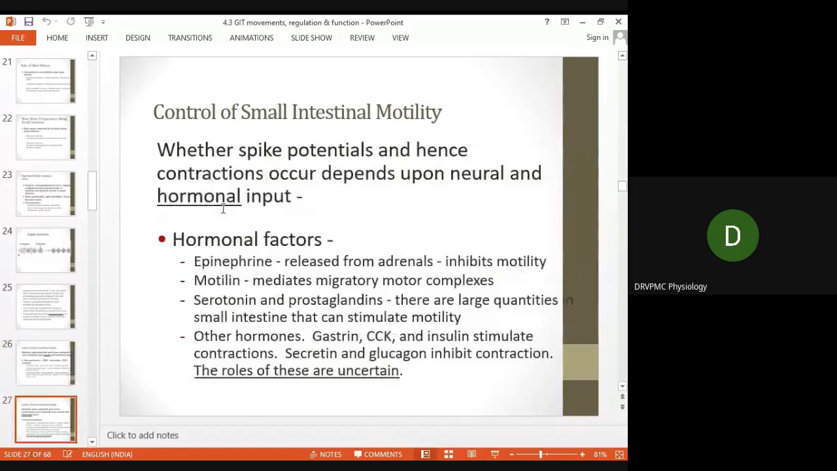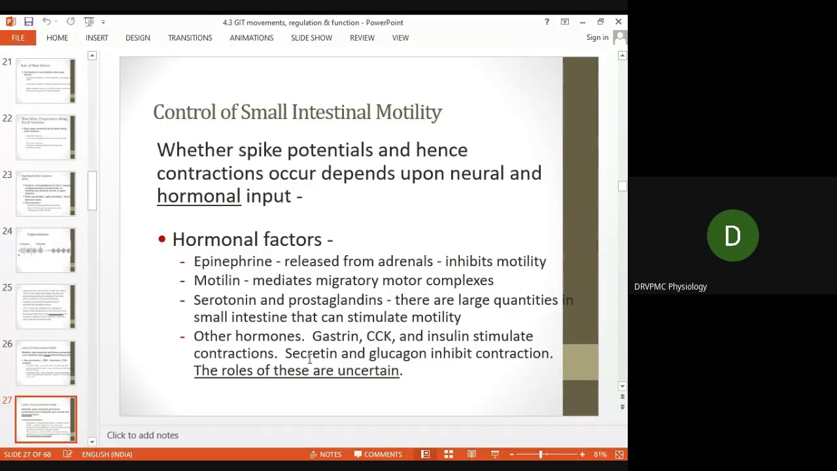Then coming to the hormonal factors. Which are the hormonal factors that control the small intestinal motility? Epinephrine is the sympathetic neurotransmitter released from the adrenal gland. It inhibits the motility. Motilin mediates the migrating motor complexes. Serotonin and prostaglandins are present in large quantities in the small intestine and can stimulate the motility. Other hormones like gastrin, cholecystokinin, and insulin stimulate these contractions. Secretin and glucagon inhibit these contractions. The role of these is uncertain.